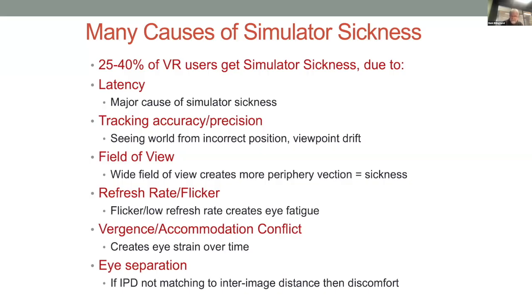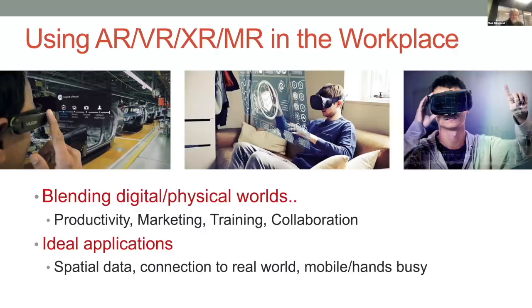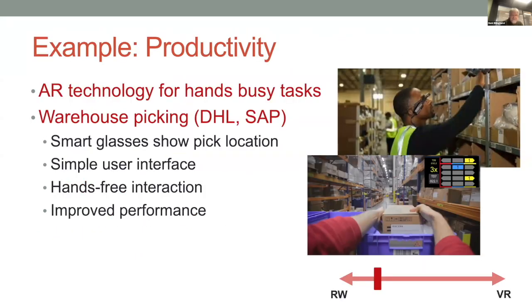So that's the technology basics for VR. Let me touch briefly on a couple of applications. And so, of course, you can use VR and AR for many different types of applications, especially applications that have a spatial element to it, and where you want to be able to blend the real and virtual world and have some connection to real world tasks. So one example is using augmented reality for enhancing hands-busy tasks.